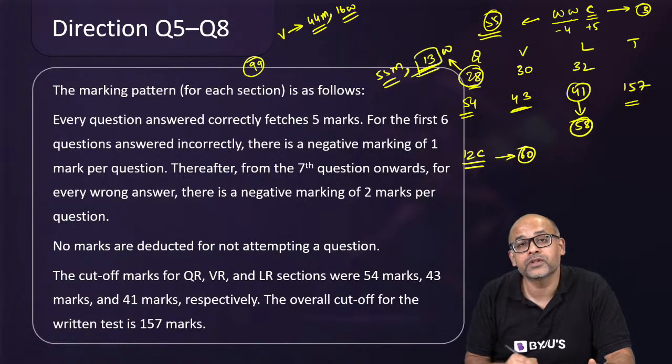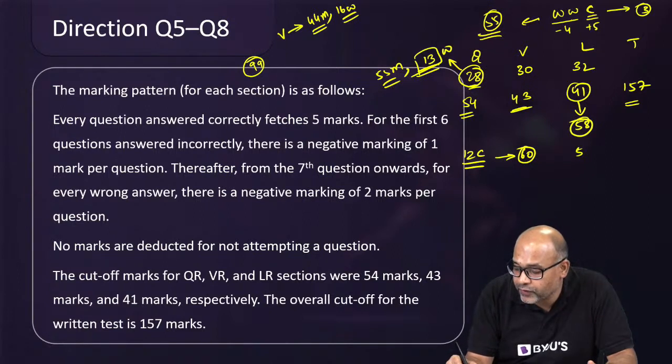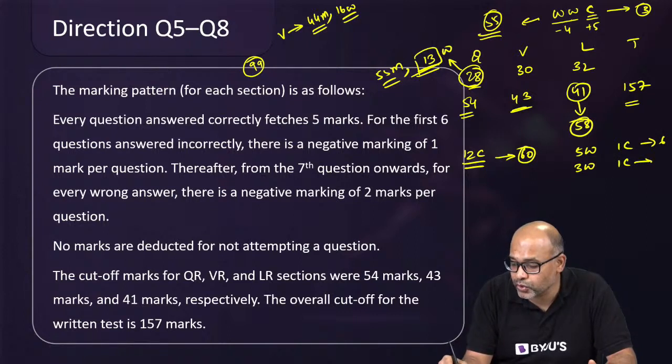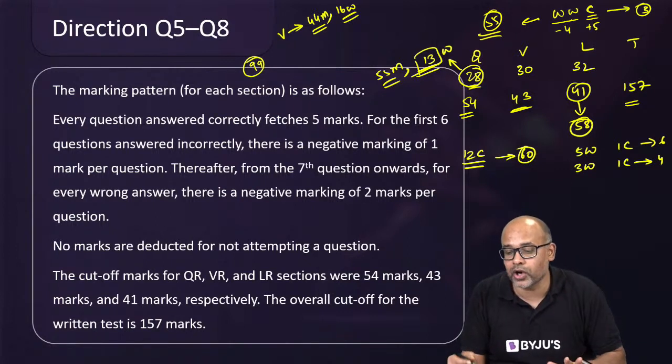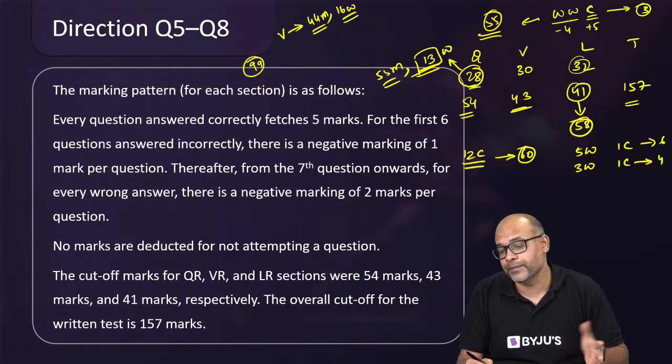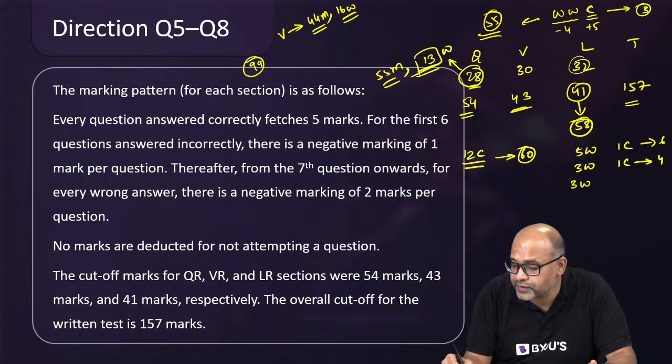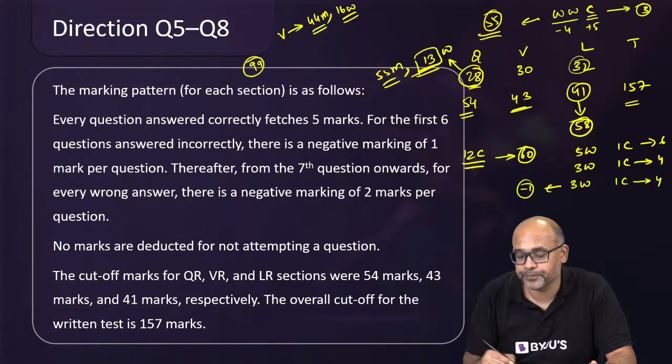Anyway, so we have 60 marks ready. Next, 5 wrongs, 1 correct, 3 wrongs, 1 correct. So total 6 questions, total 4 questions. So how many did I use? 12 plus 10. 22 questions are gone. I have 10 more questions left. So now I will use 3 wrongs, 1 correct, which is 4, and the net effect is -1.